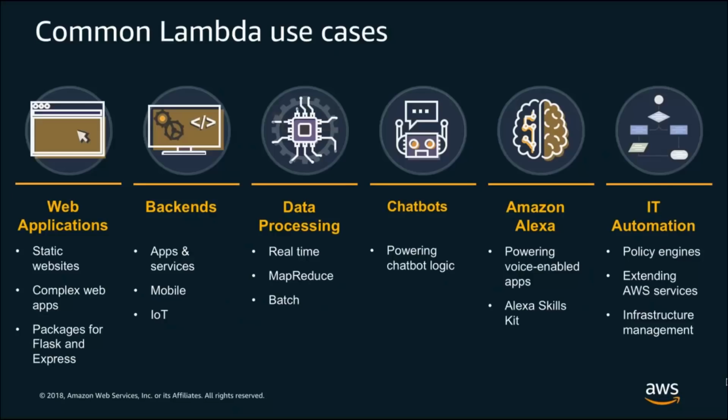Web applications, so the backend behind things like single-page web apps, or even more complex web applications. It's very common to see Lambda used with API Gateway in this way. Backends, so backends for, say, mobile applications, for IoT devices, for internal API-based microservices for an infrastructure. It's another very common use case. Data processing, so batch, real-time processing, MapReduce, one of the largest use cases of Lambda today.